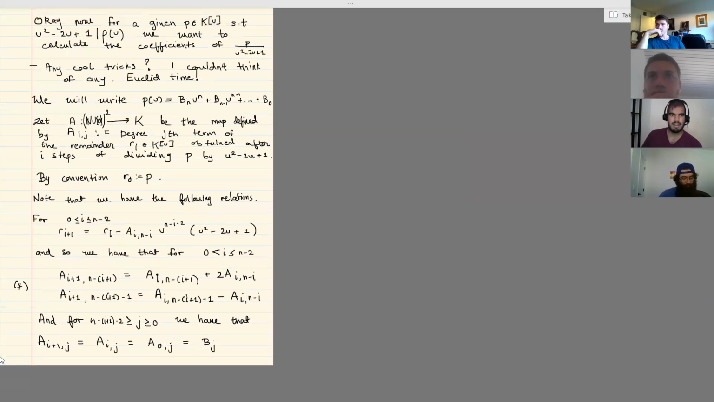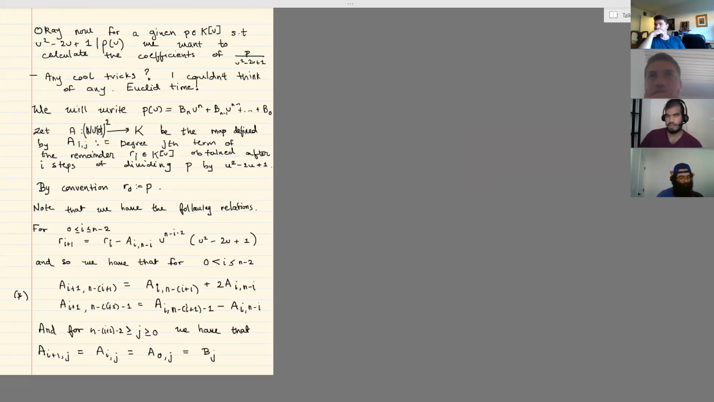All right. So now we want to create an algorithm so that we can find the closed form of the coefficients of the quotient. All right. So for a given p inside k adjoin u, such that u squared minus 2u plus 1 divides this, we want to calculate the coefficients of this quotient. And actually, this condition is not even necessary for the algorithm. We don't need this. I don't know why I included it.